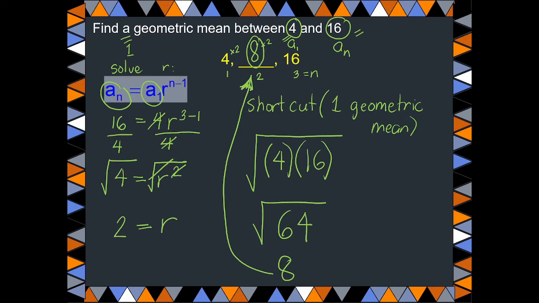Okay? So you can use the shortcut for one geometric mean, or you can go through the process of solving for R, or the common ratio. It's up to you. Both solutions are right. Is our first example clear?